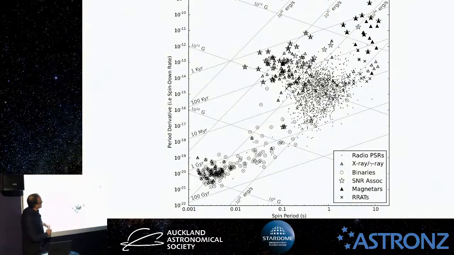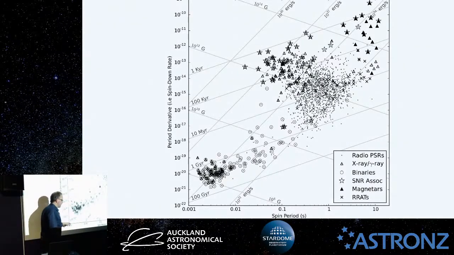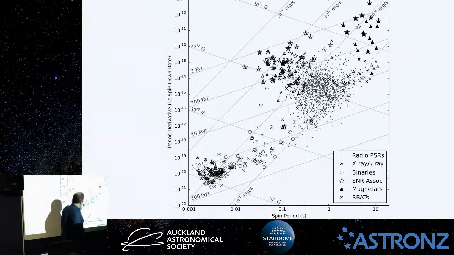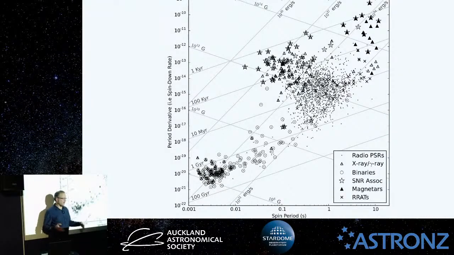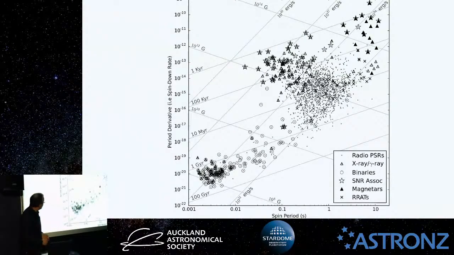So if we look at the pulsar population, every one of these dots is a pulsar in our galaxy, and they're being mapped on this diagram. It's called the P-dot diagram. On the x-axis, you have spin period, and this is logarithmic. So this is a spin period of 1 millisecond, 10 milliseconds, 100 milliseconds, 1 second, and 10 seconds. So there's quite a large range in spin periods.